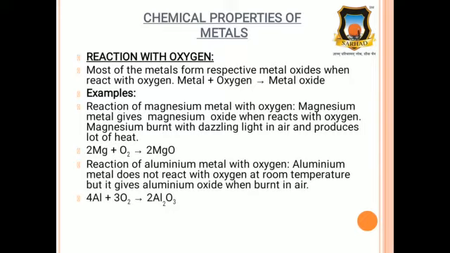See, iron, when you keep the iron article in an open place, it forms rust. You know that rust forms on it. Rust is nothing else, it is also iron oxide only. So it is not possible every time that every metal can burn in the presence of oxygen, but they form an oxide layer above it. So metal plus oxygen forms your metal oxide. This one is the general reaction.